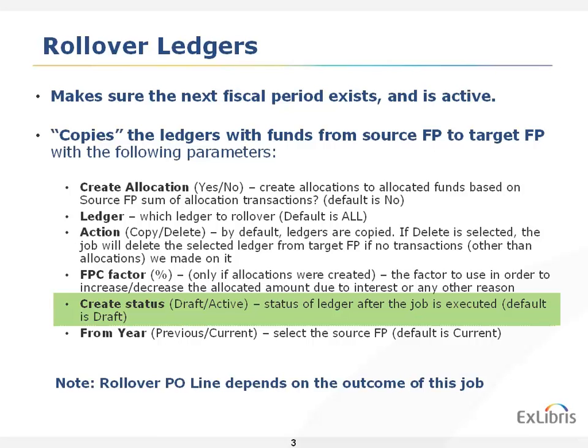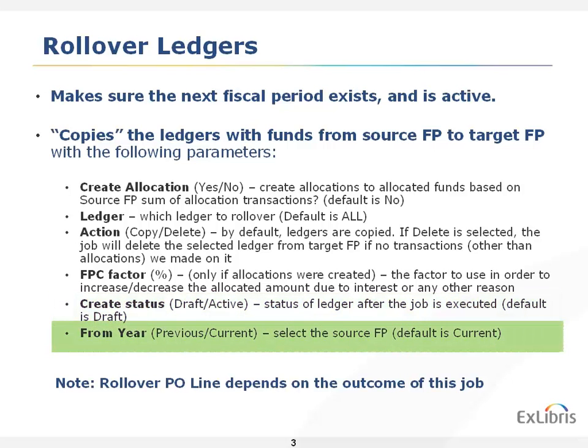The next parameter is create status. This will define what status the ledger and funds will be created with. It can be created as draft or active. But pay attention, if you create the funds and the ledgers as draft, you need to activate them manually before you do any rollover PO line or any transaction you want to make on them, because transactions cannot be made on draft ledgers and funds.